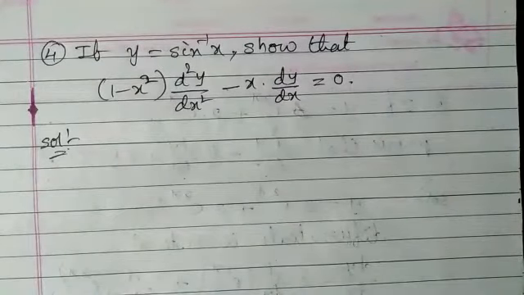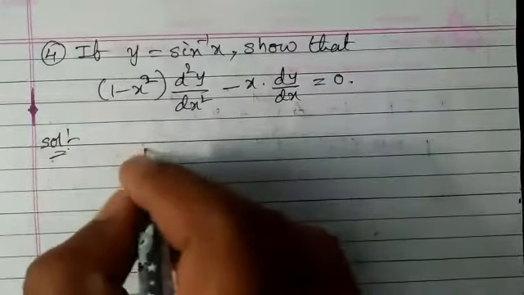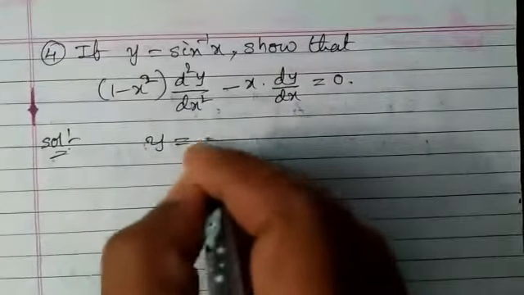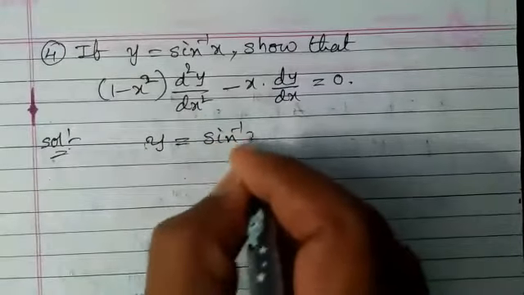The next one, the fourth one is: if y is equal to sine inverse x, show that (1 minus x square) into d square y by dx square minus x into dy by dx equal to 0. So the given problem is y is equal to sine inverse x.